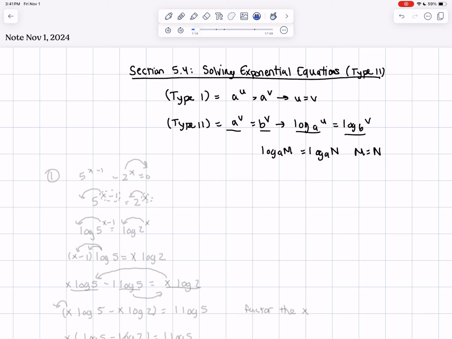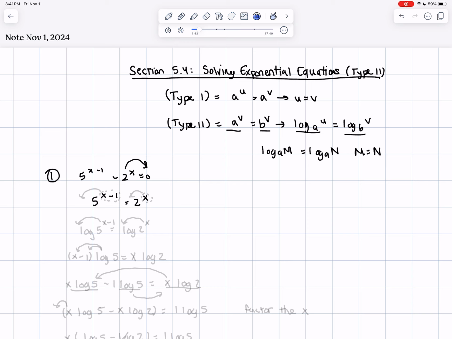So let's do an example from your textbook. It's a good way to start. So let's try this example. I think this was example 2 from your textbook: 5 to the x minus 1 minus 2 to the x equals 0. Well, how they did this was they moved over the 2 to the x to turn it positive. Now we're ready to solve.